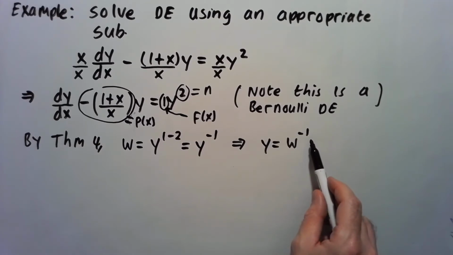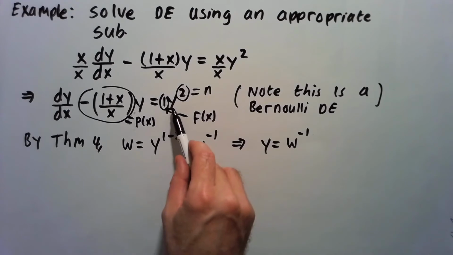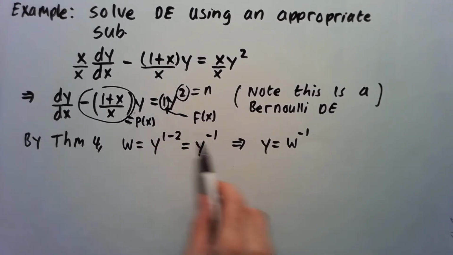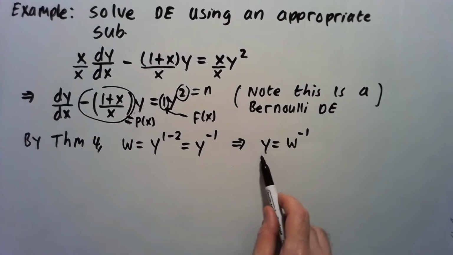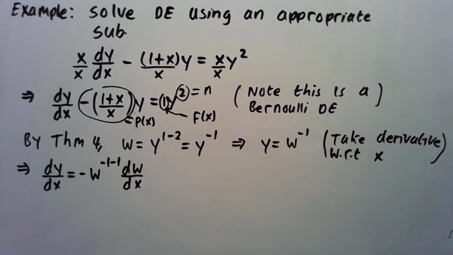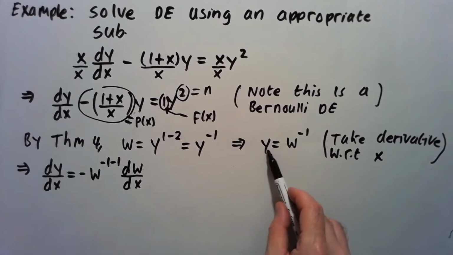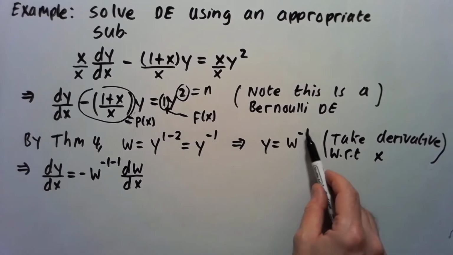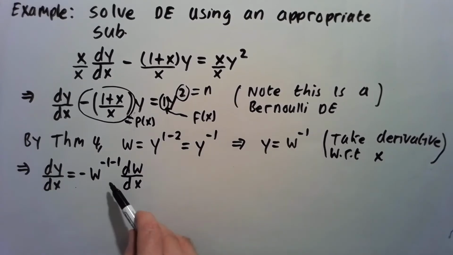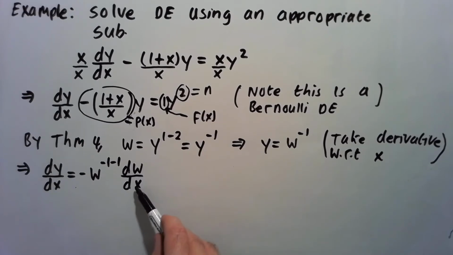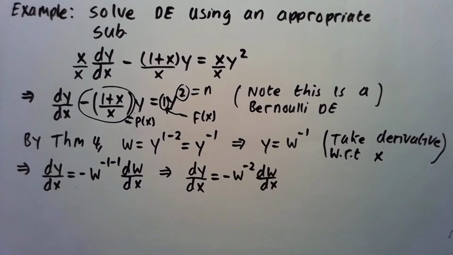Now we're going to make that substitution for the y here and here, but we're going to have to make a substitution for the dy/dx. So let's take the derivative on both sides with respect to x. On this side you have dy/dx, and on the other side, take the minus 1 in front, subtract 1 from the exponent, times dw/dx by the chain rule. So this simplifies to dy/dx equals negative w to the minus 2 times dw/dx.